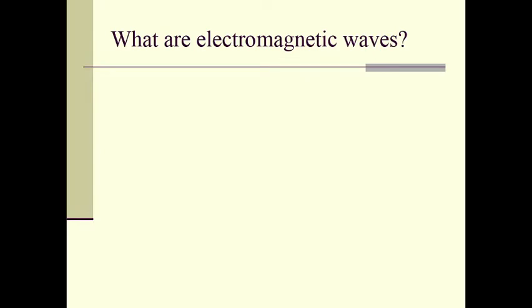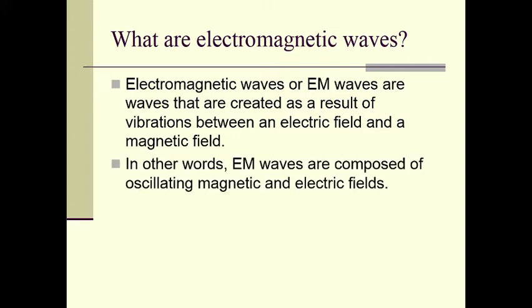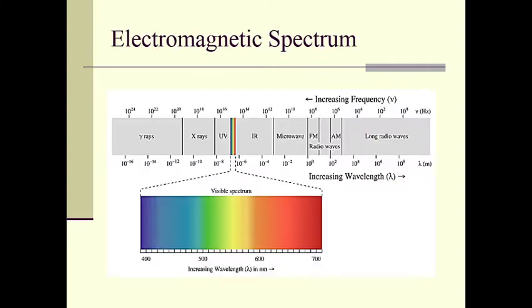Before that, let us study what electromagnetic waves are. We know that electromagnetic waves, or EM waves, are waves that are created as a result of vibrations between an electric field and a magnetic field. In other words, electromagnetic waves are composed of oscillating electric and magnetic fields. So, this is the electromagnetic spectrum and we have already studied the radio waves and microwaves in detail. In this lecture we will study the IR, visible and UV radiation in detail and their various sources.